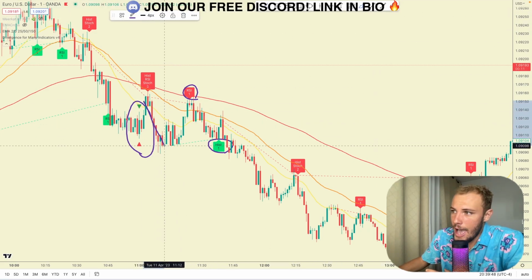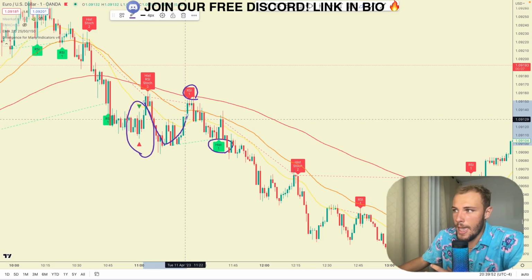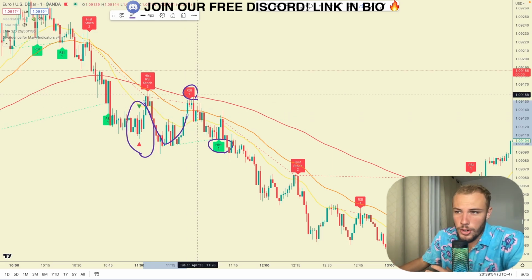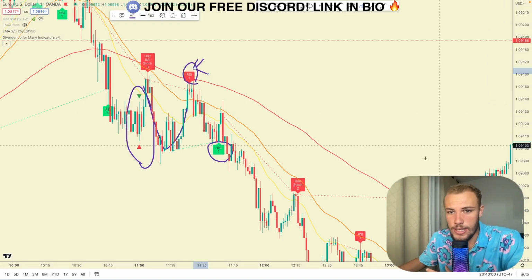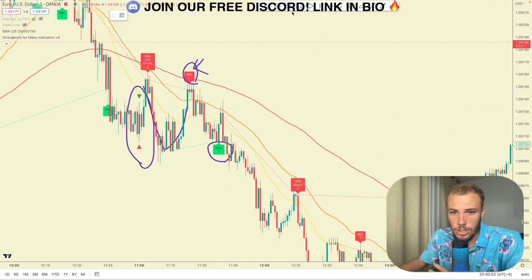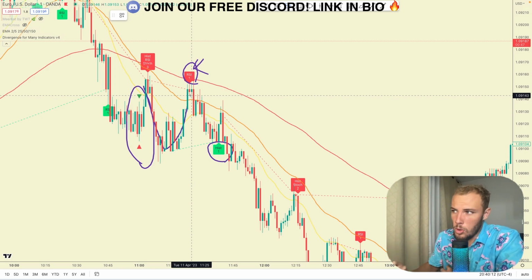Price is going down, it pulls back through the 25 and the 50 EMA, bounces off the 150 EMA, and gives us a red divergence indicator. At this point, we could feel extremely comfortable to enter into a sell position. What we're going to do is wait for the price to pull back through one of the EMAs and then enter.